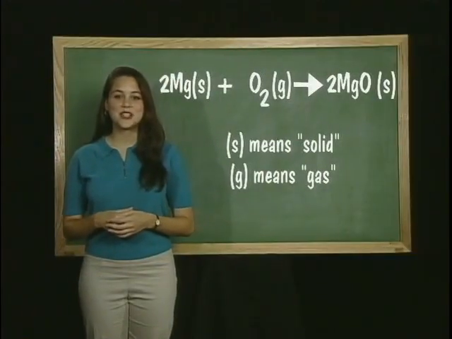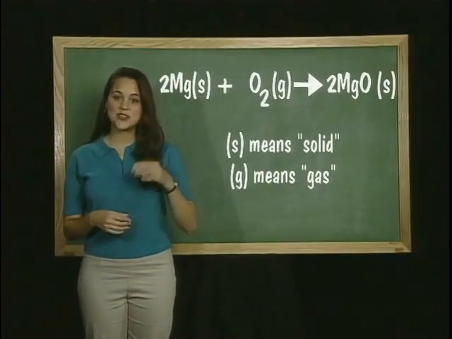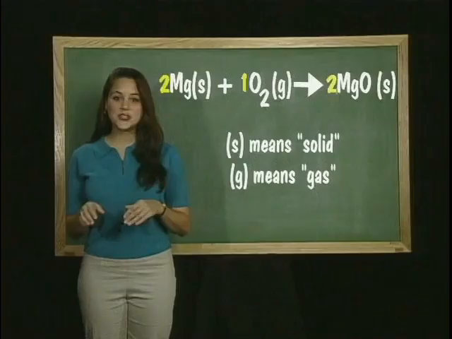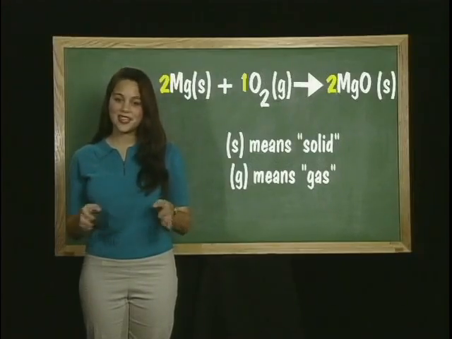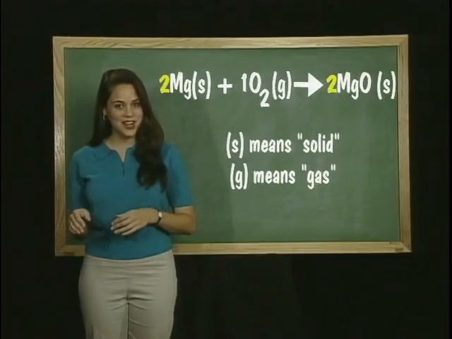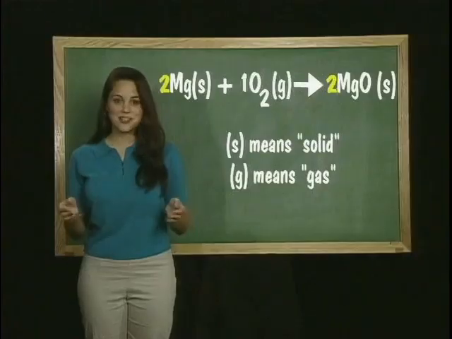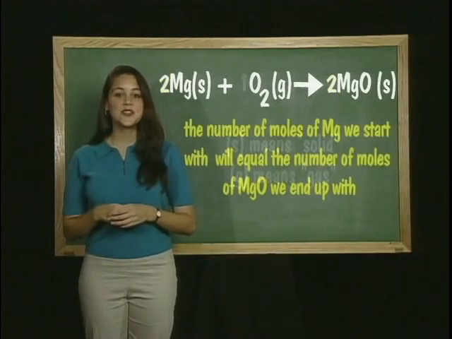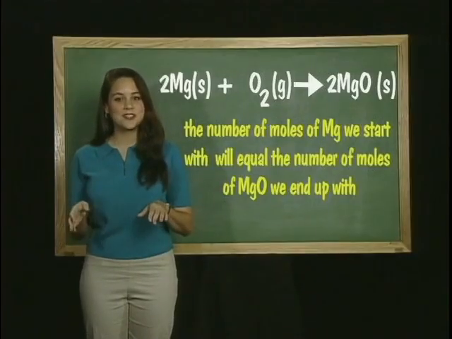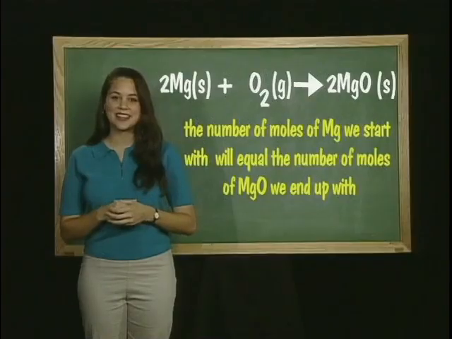Here's how. First, look at the balanced equation for the reaction. It says that 2 moles of magnesium reacting with 1 mole of oxygen yields 2 moles of magnesium oxide. In other words, if we start with 2 moles of magnesium and 1 mole of oxygen, we will end up with 2 moles of magnesium oxide. So the number of moles of magnesium that we start with will equal the number of moles of magnesium oxide that we end up with.